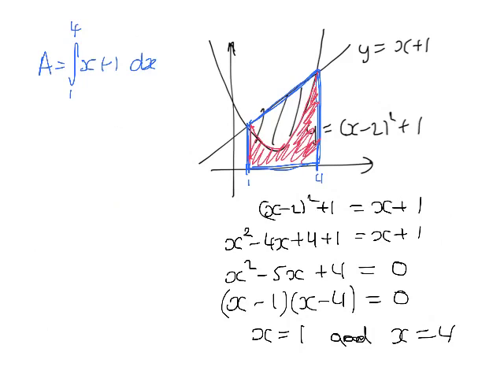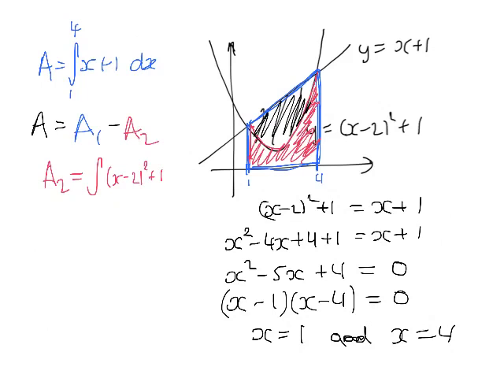So to find the area shaded in black, we can say that it's going to be the area shaded in blue, let's call that A1, take away the area shaded in red, let's call that A2. And we know the area shaded in red, A2, is going to be the integral of the curve, (x minus 2) squared plus 1, with respect to x, between 1 and 4.